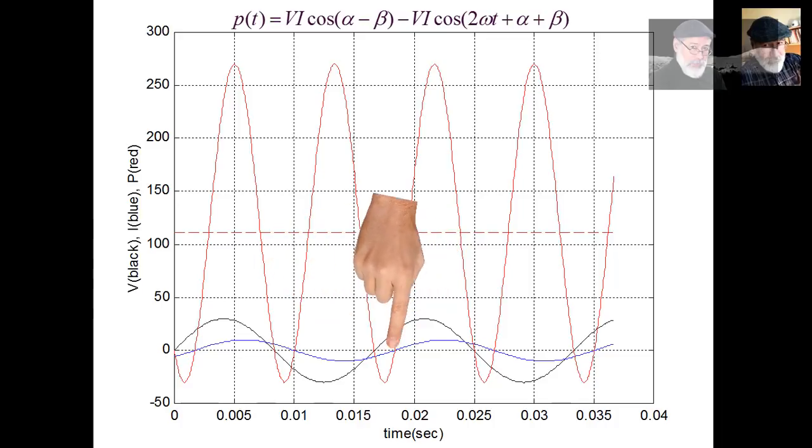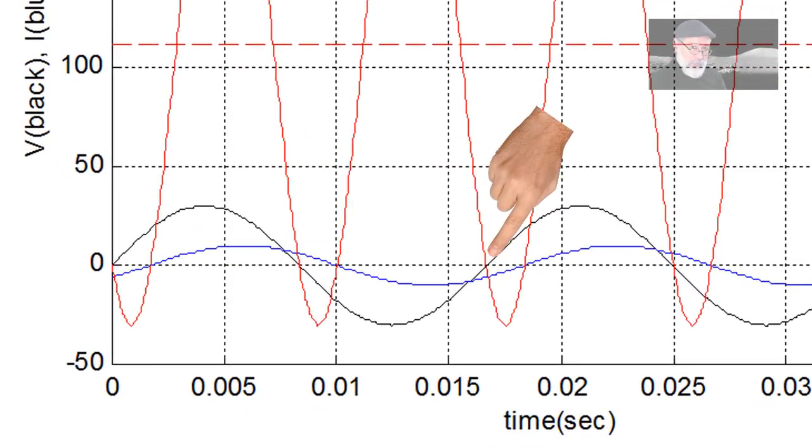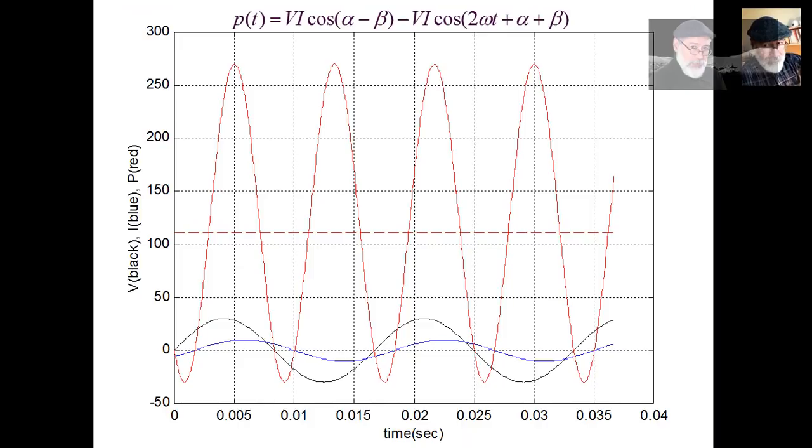And between this point and this point, the power absorbed by the load is negative. What does it mean? It means that between this point and that point, the load is absorbing energy. But between this point and that point, the load is delivering energy to the system, to the generator. How can you see energy from this plot? This plot is of power.